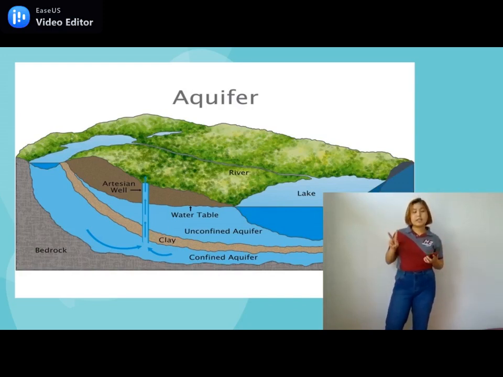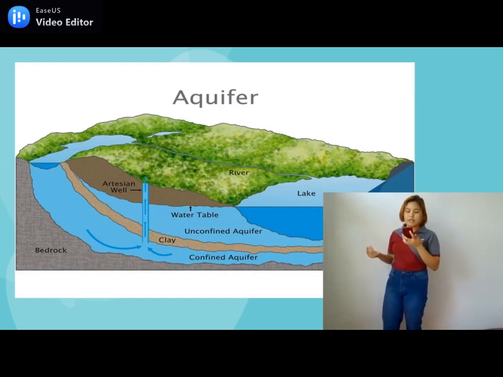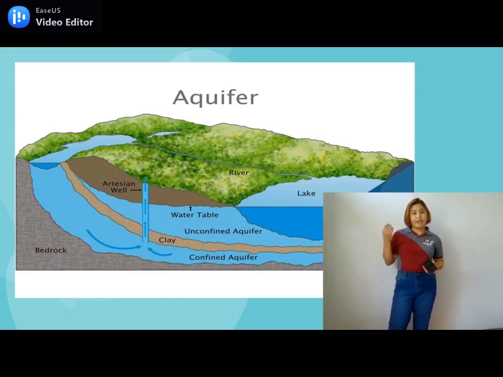So the second aquifer is the unconfined aquifer. So an unconfined aquifer has a bottom that is an impervious confining stratum, and the top of the aquifer is open to the atmosphere through voids in the overlying geological material. The top of the saturated layer is called the water table, so an unconfined aquifer is known as a water table aquifer.